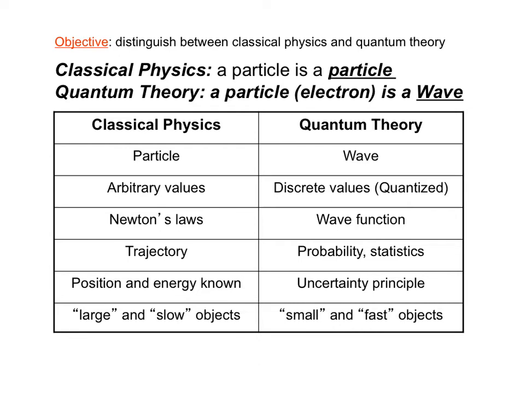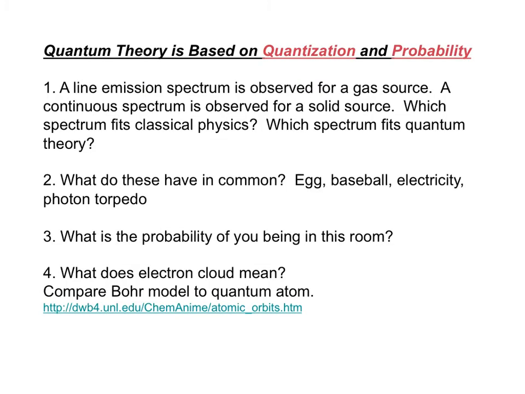Classical physics treats a particle as a particle, but quantum theory treats a particle as a wave. In classical physics, Newton's laws are applied to determine the position and energy of large objects moving slowly. In quantum theory, we can look at the probability of a small object moving very fast being in a certain region of space with quantized energies.